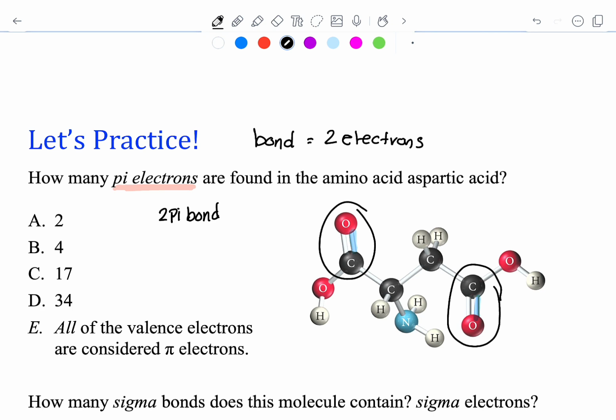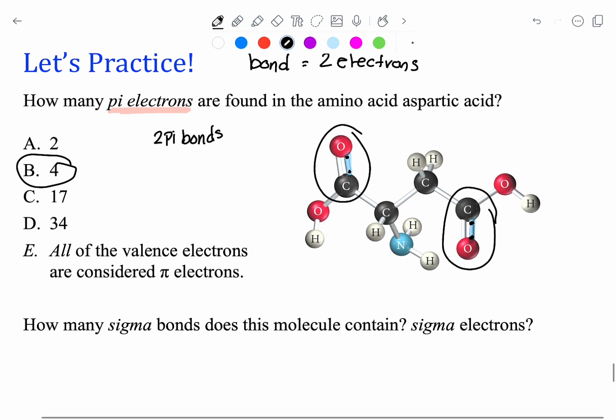So if there's two pi bonds, each bond has two electrons, so there are 4 pi electrons, right? Because each of these has 1, 2 electrons in them. Okay, the other question is how many sigma bonds does the molecule have and how many sigma electrons, because those are different terms, sigma bond and sigma electron.